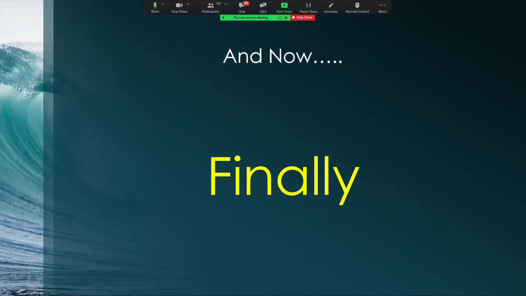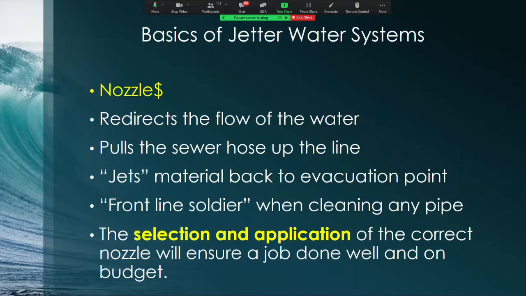And now the nozzle guy is finally going to start talking about nozzles. So we're, what, 15, 20 minutes into the presentation, and I'm there.